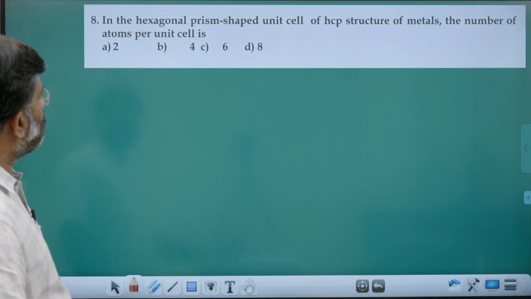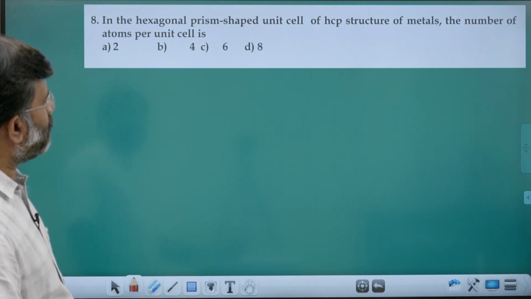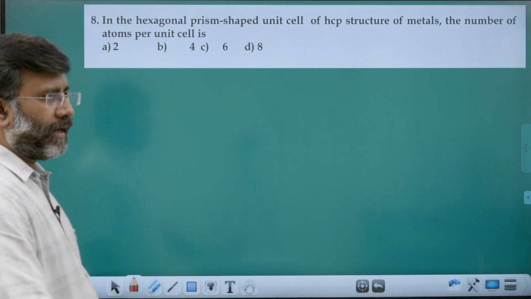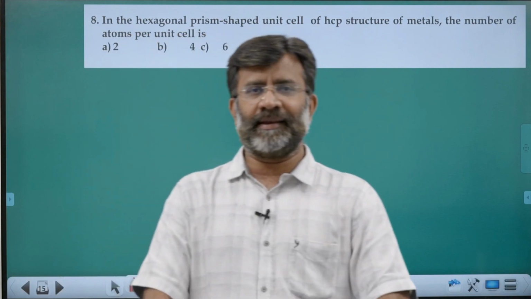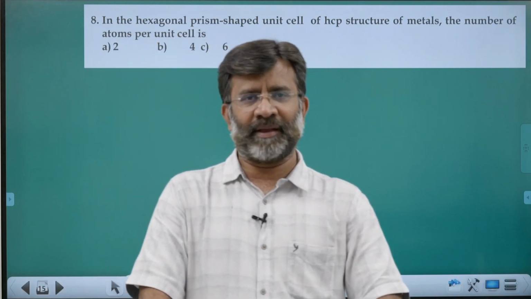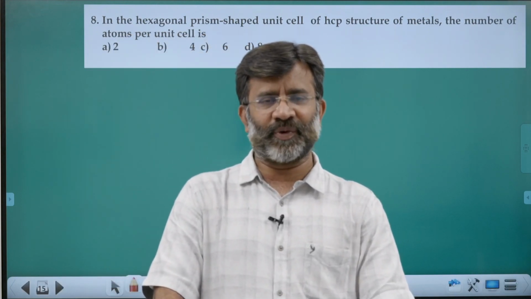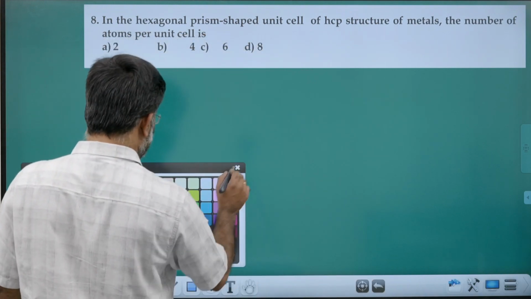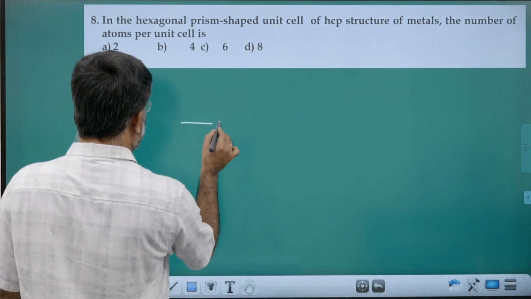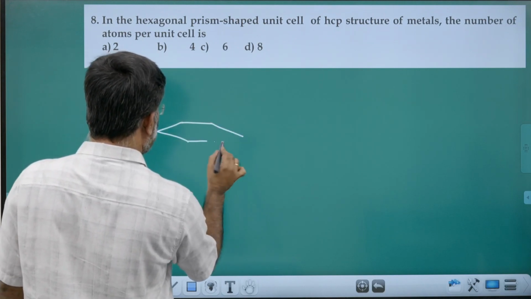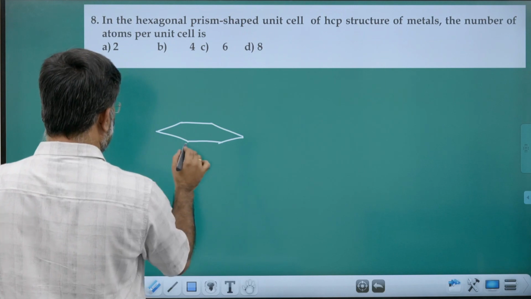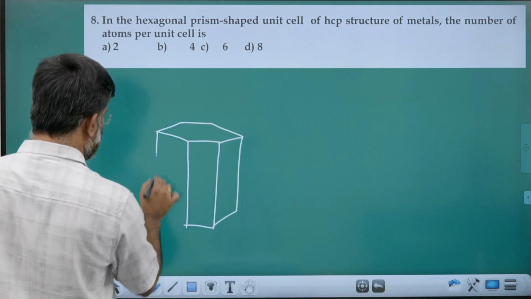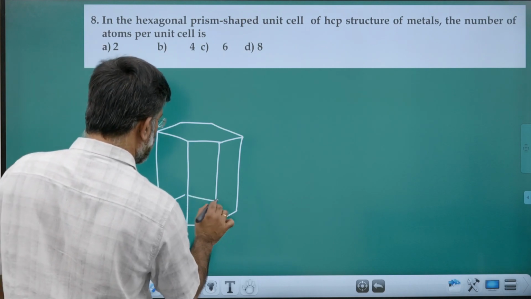In the hexagonal prism-shaped unit cell of HCP structure of metal, the number of atoms per unit cell is? HCP, how the arrangement comes, all of you know how the arrangement comes in HCP. It is one hexagonal arrangement in one layer, and it forms, you have seen in the textbook, and you know the arrangement well.